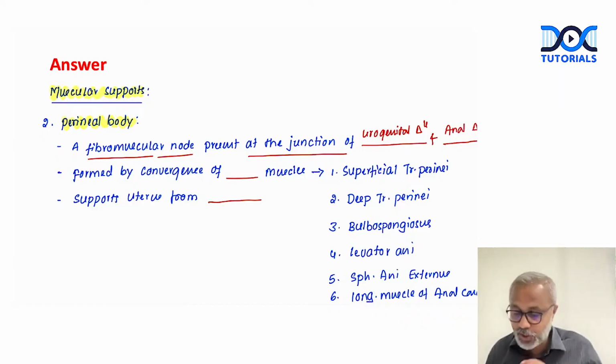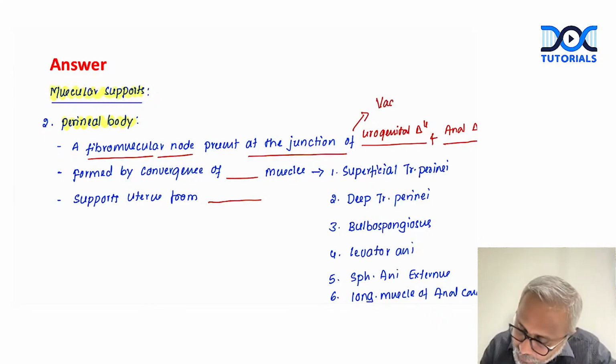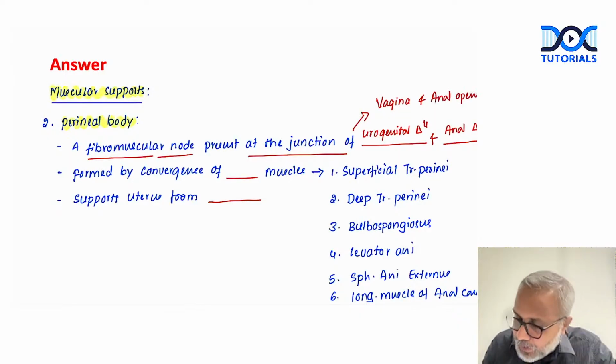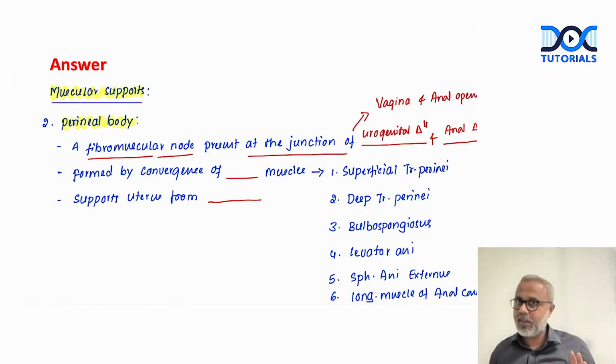Or otherwise, you can write one more way. It is located in between the vagina and the anal opening. This also is correct, right? But write what it is, a fibromuscular node, and where it is located. Done? Then, how exactly is it formed?